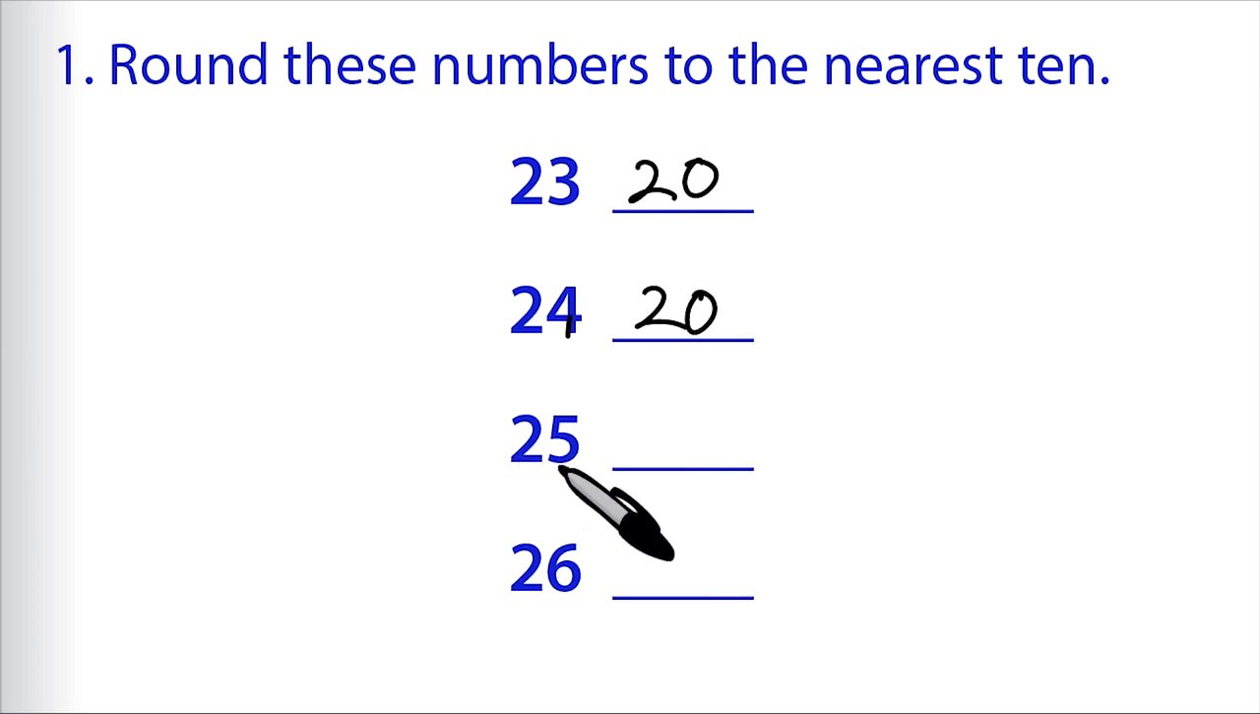And here we have 25. And since the digit we're looking at here is a 5, that means we round up. So this becomes a 3. So 25 rounds up to 30. 6, of course, is greater than 5. It's 5 or greater. So this also rounds up to 30. So 23 and 24 round down to 20. 25 and 26 round up to 30.